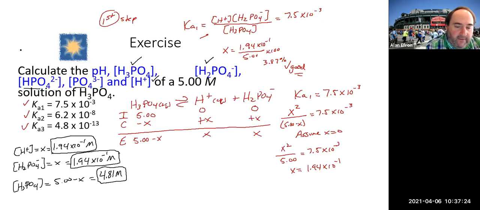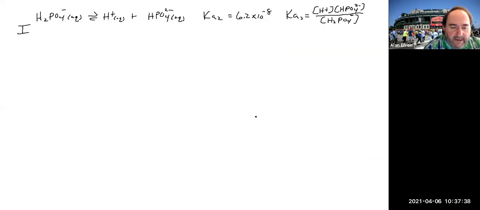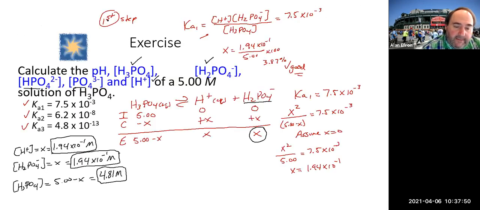If we do an ICE table here, you might be asking, where do some of these numbers come from? Well, if we go back to our original ICE table, H2PO4 minus equals X, and that would be our initial concentration on the next step. So that was 1.94 times 10 to the minus 1. Now, what about H plus? Do we have any H plus? Well, if we go back to our table, we actually do have some H plus in the solution at this point. It also equals X. So your equilibrium concentrations from your first table become your initial concentrations on the next table.